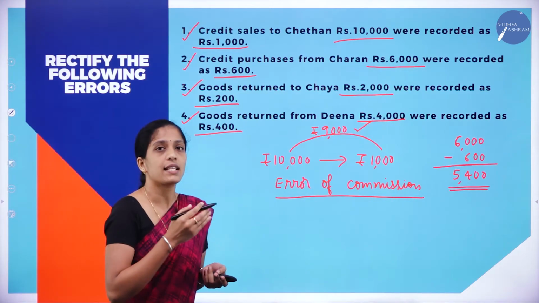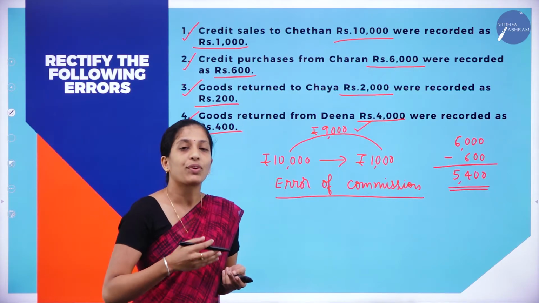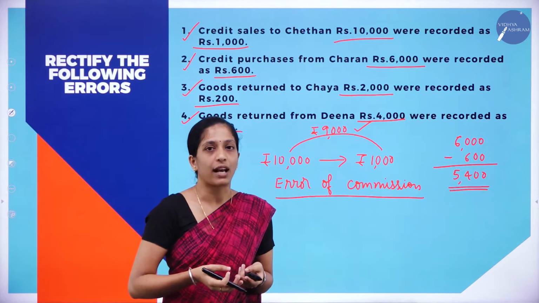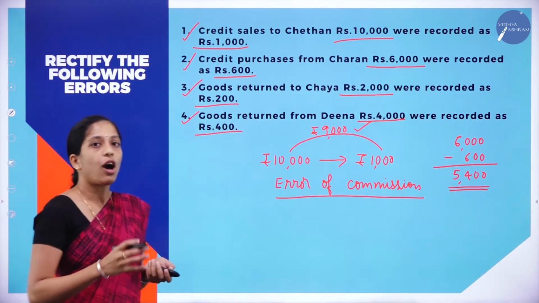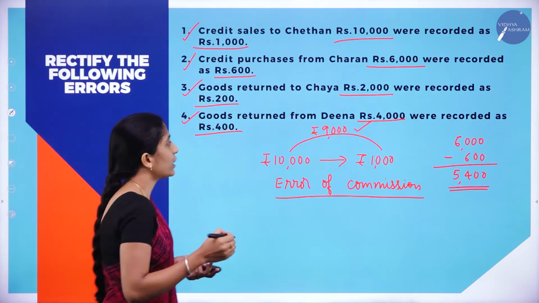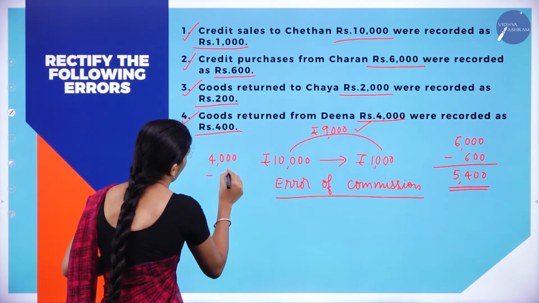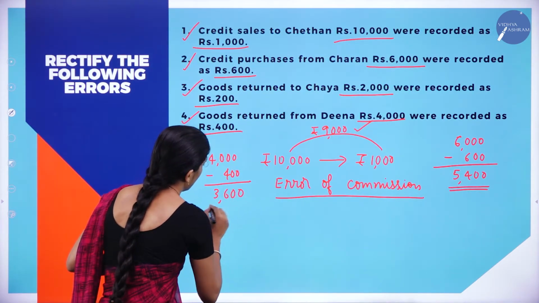That is sales returns account debit to Dina's account. It means that we have already sold goods to Dina. Now she has returned it back. So sales returns account debit to Dina's account. And now how much will be the amount? That is 4,000 minus 400. So that is 3,600 will be the amount.